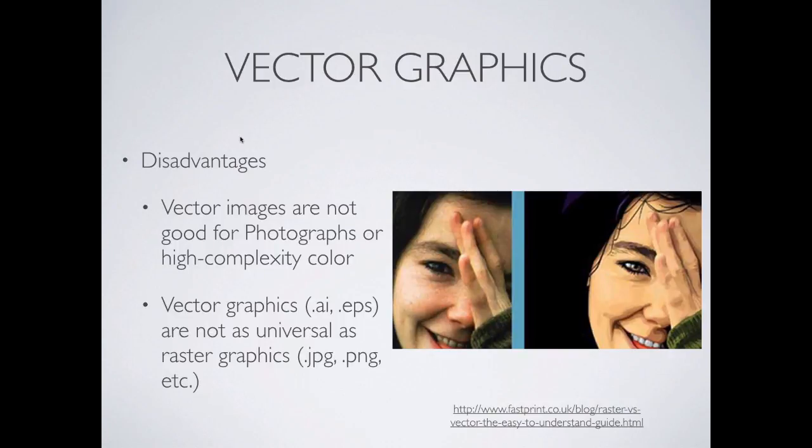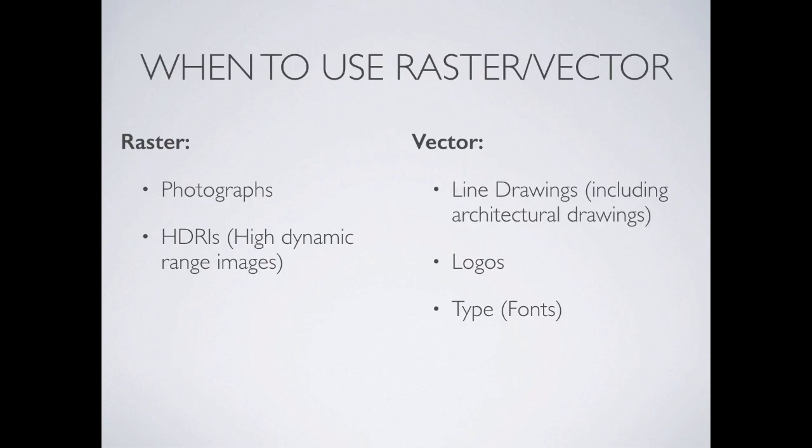I thought I got rid of that beep. I'm sorry. So when do we use a raster graphic, and when do we use a vector graphic? Should be relatively obvious. Photographs, of course, they're raster graphics.